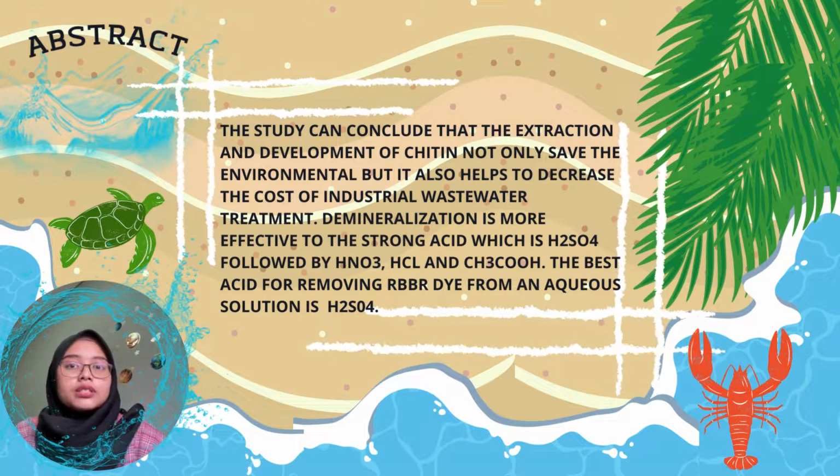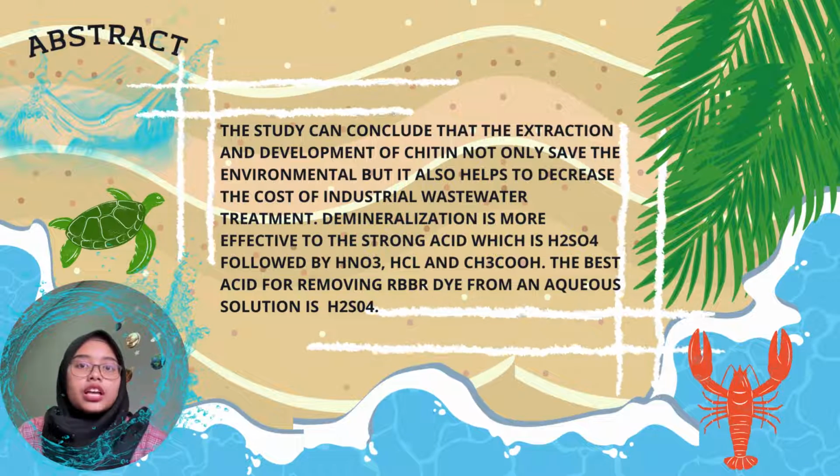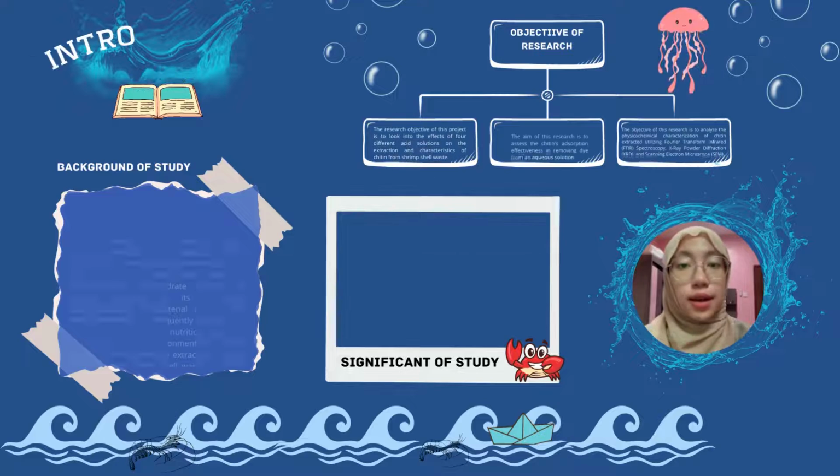Demineralization is more effective with the strong acid, which is H2SO4, followed by HNO3, HCl and CH3COOH. The best acid for removing RBBR from an aqueous solution is H2SO4.